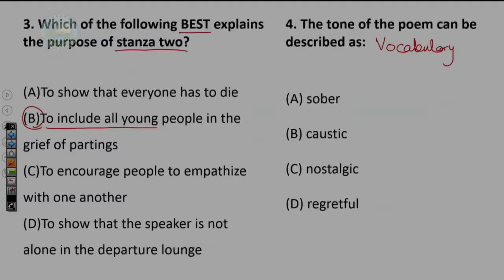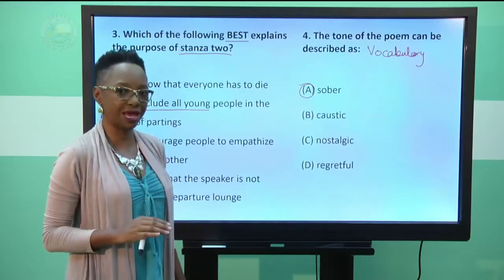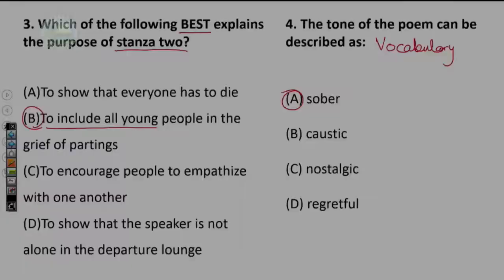Question 4 says, the tone of the poem can be described as, and we need to understand what these words mean. But if you're able to clearly understand that there was a sadness in the tone with the crying and the weeping, and there was grief, and you're getting vocabulary that lends itself to sadness, then if you've identified A, sober, it's a very sober, somber, sad type of tone. Now understand, even though the young man was weeping, he was not hysterical in his grief. He was not bawling down the place. But there was a solemnity and a sadness with the departure. So it's what tells us that it had a sober tone.